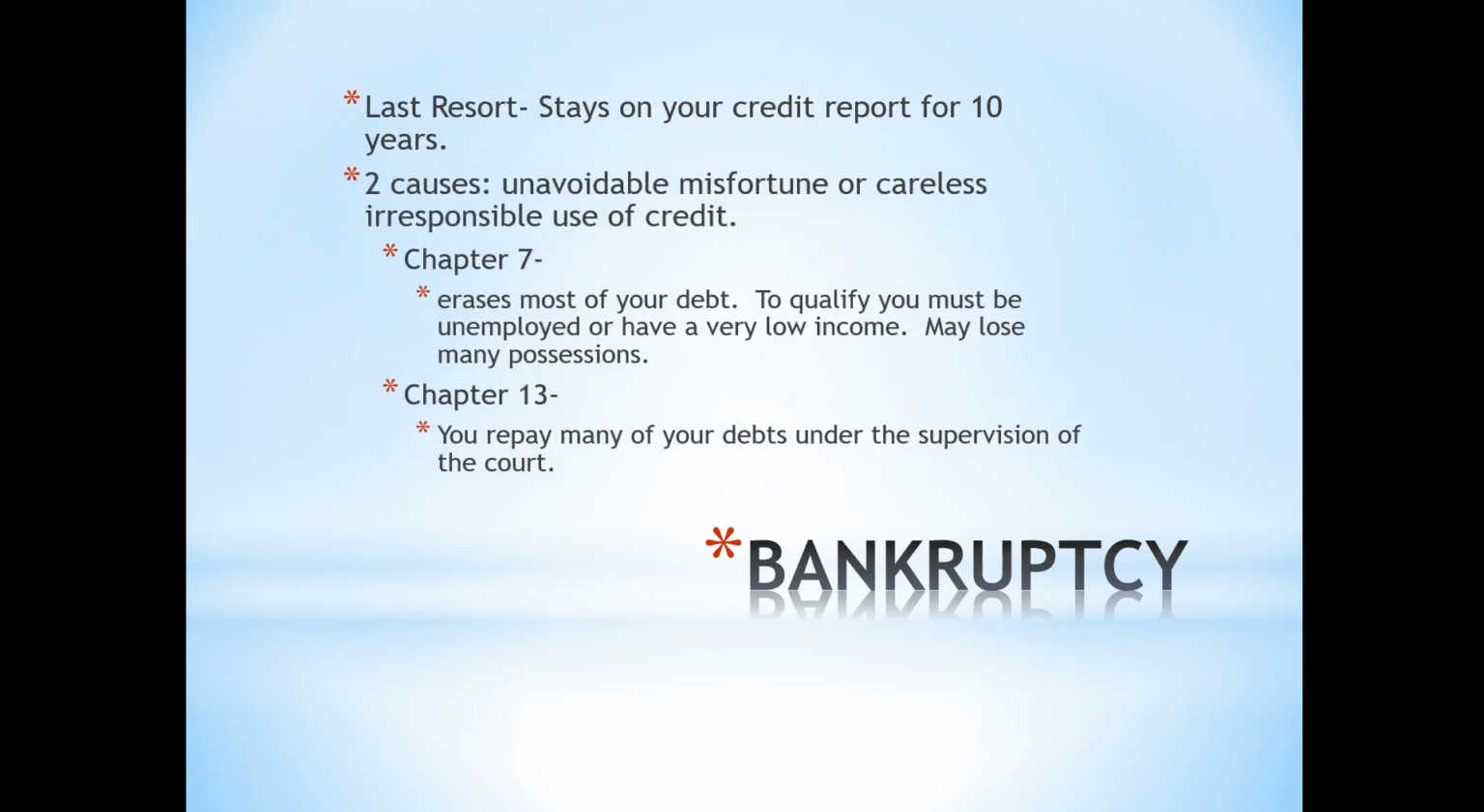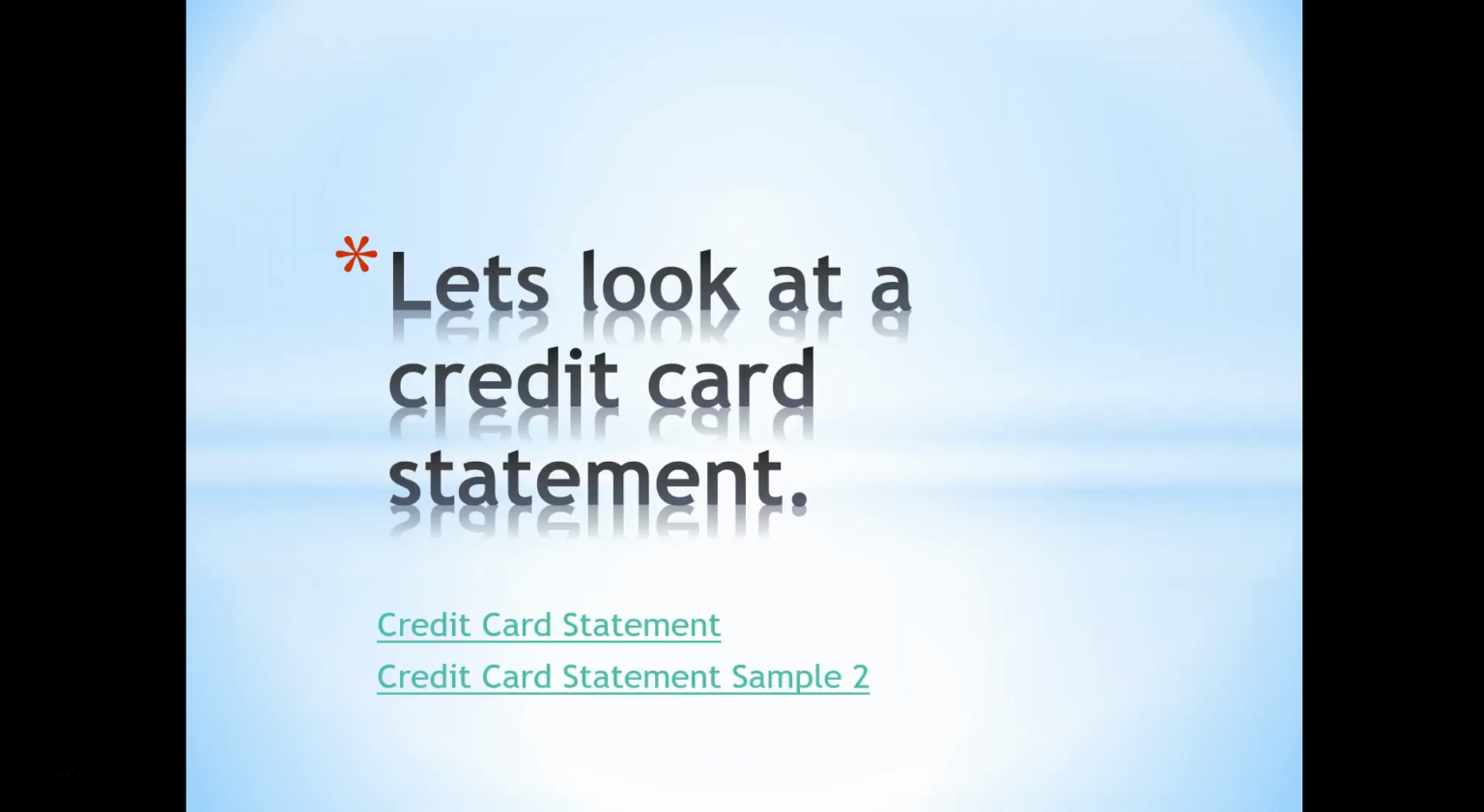There are two causes of having to file bankruptcy: unavoidable misfortune or careless, irresponsible use of credit. And there are two types. Chapter 7 erases most of your debt. To qualify, you must be unemployed or have a very low income, and you may lose possessions if you file Chapter 7. Or Chapter 13, and if it's Chapter 13, you repay many of your debts under the supervision of the court. So there are two different bankruptcies, Chapter 7 and Chapter 13.